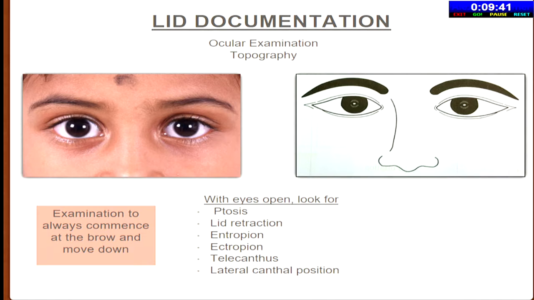So the documentation in an oculoplasty case should always start from the eyebrow. So the examination should commence from the eyebrow and then move downwards. So with the patient's eyes open, always look for whether the patient has got any ptosis, lid retraction, entropion, ectropion, telecanthus, or any lateral canthal malposition.